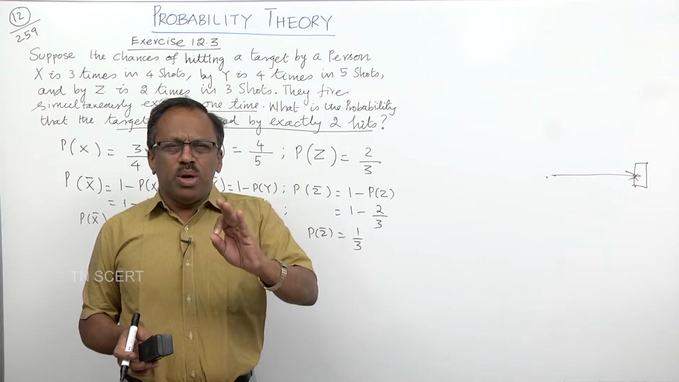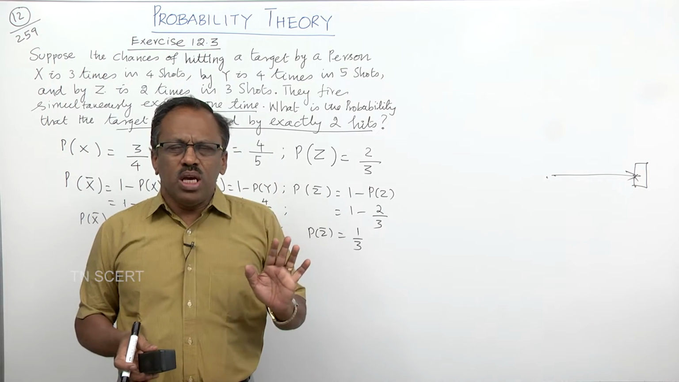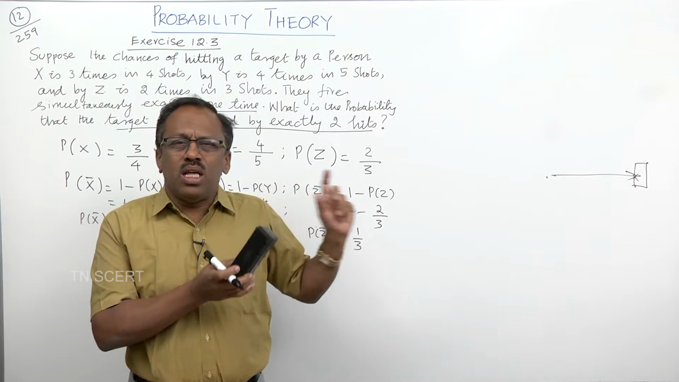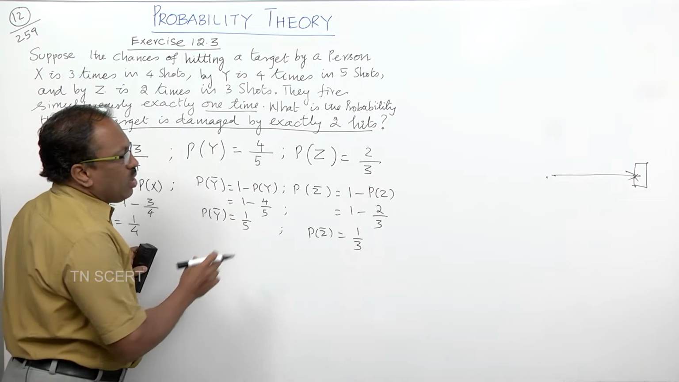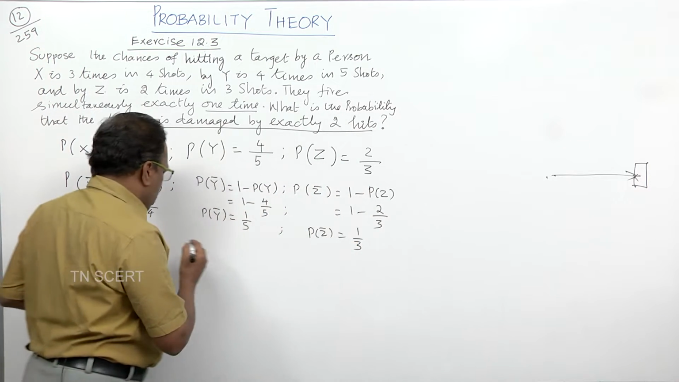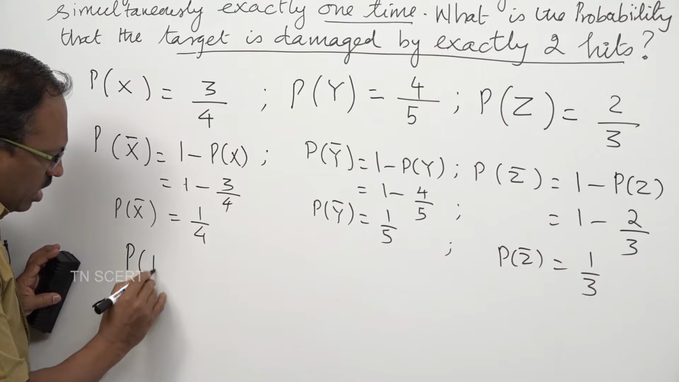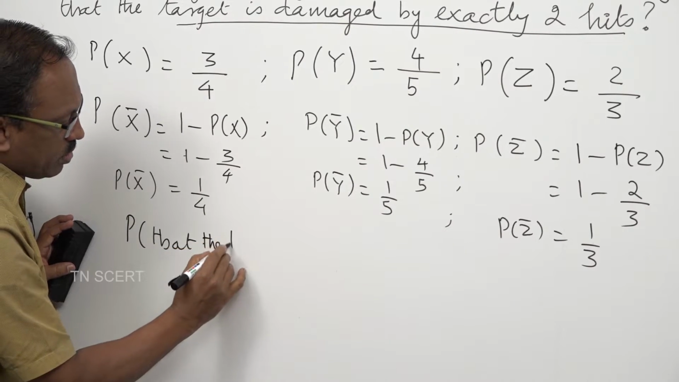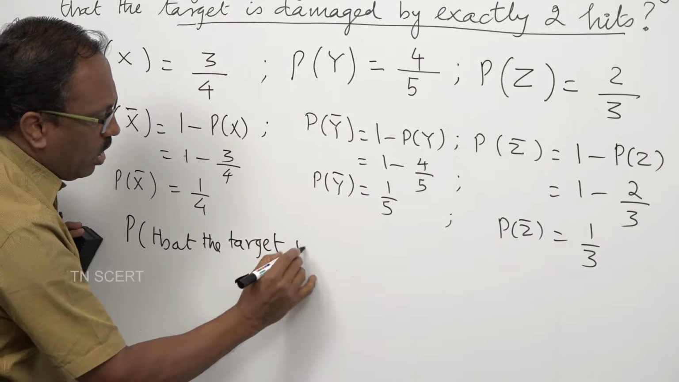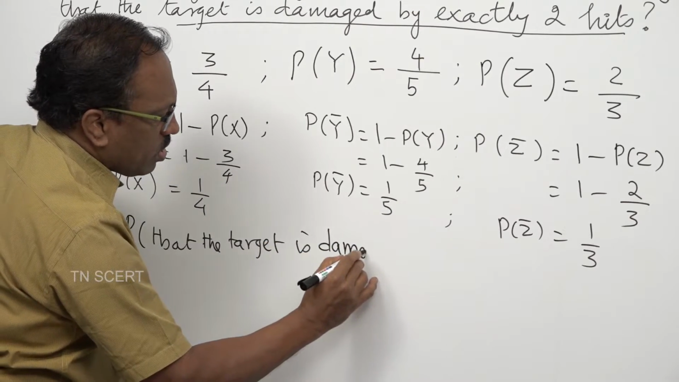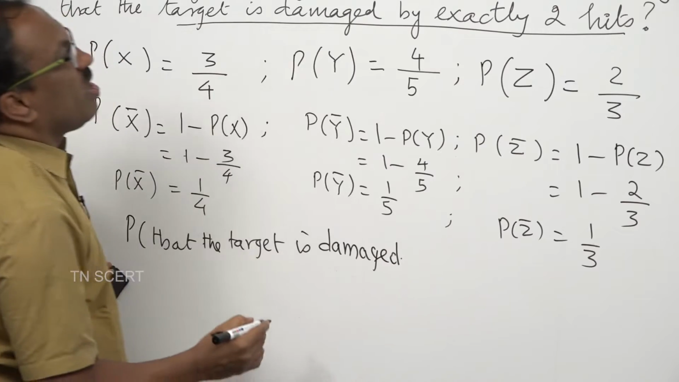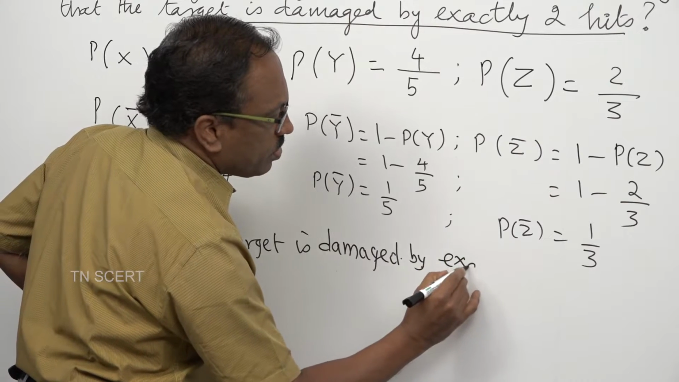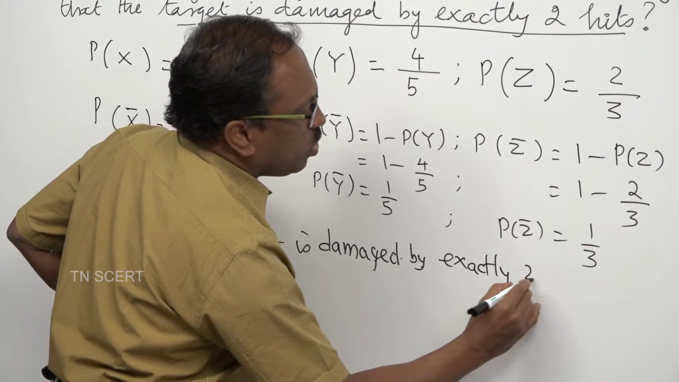So that means if one person does not hit the target, the other two must hit it. Here the question is: what is the probability that the target is damaged by exactly 2 hits?